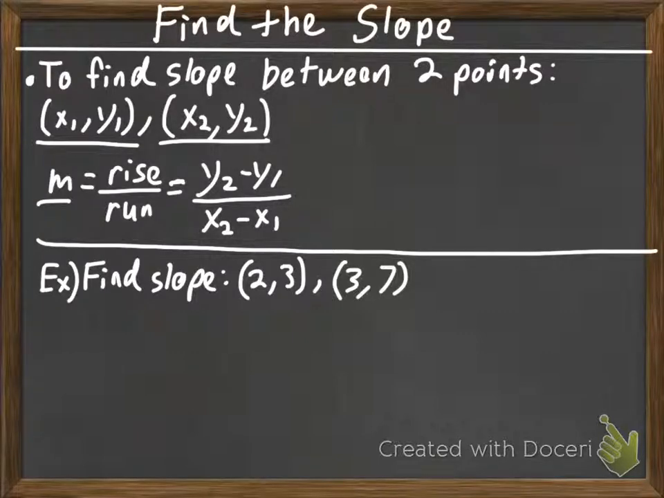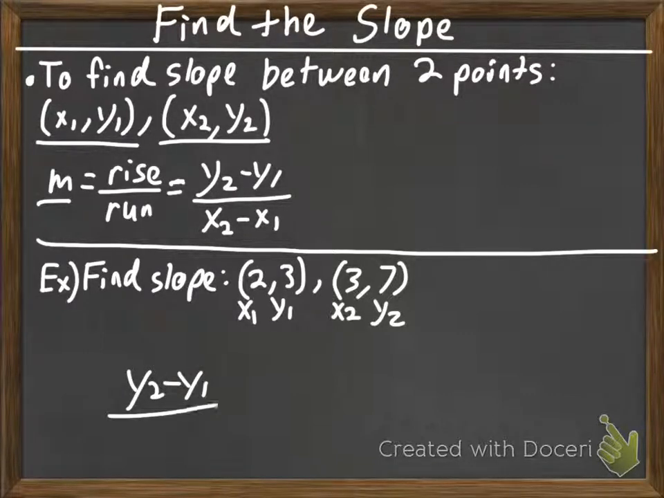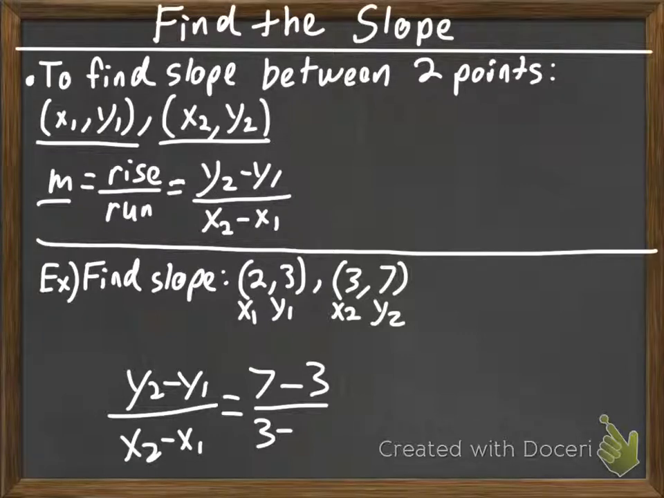So let's find the slope between these 2 points. To do that, the first thing you want to do is denote which point is your x1, y1 and which is your x2, y2. That way you don't get them confused. So we're going to use this formula, and we're just going to substitute in. So my y2 is a 7, my y1 is a 3, my x2 is a 3, and my x1 is a 2.